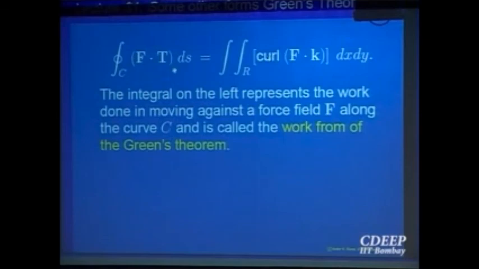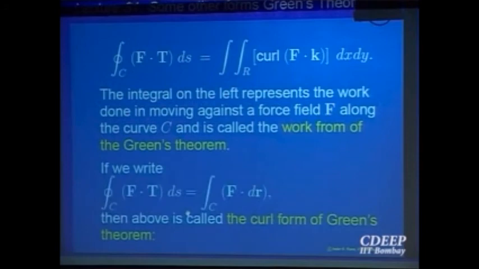And if you write this line integral, T ds, you can write it as dr. Right? That is the line integral. Then that is called the curl form of Green's theorem. So same thing, if you write it as F dot dr, then this expression is called the work form, because in this line integral F dot dr is equal to this, because T ds is dr, dot product. So this is called the curl form, and this is called the work form. So there are various ways of writing Green's theorem and saying which form is what.